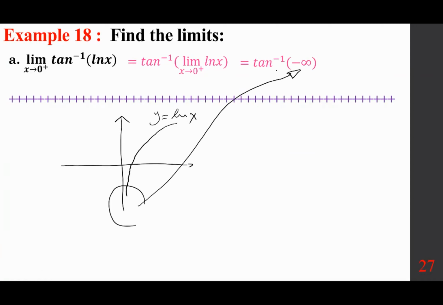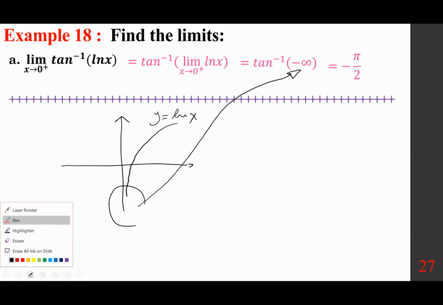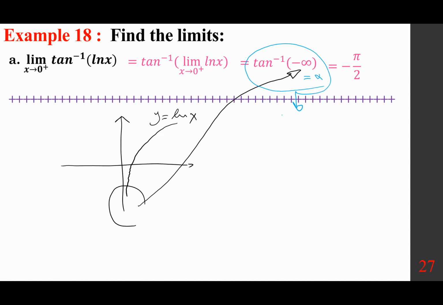So tan inverse of negative infinity is negative pi over 2. You can do a couple of things. One is to say, what is this equal to? Let's say alpha. By definition, tan of alpha is minus infinity, and that means alpha must be minus pi over 2.